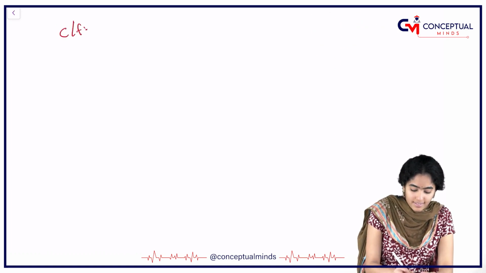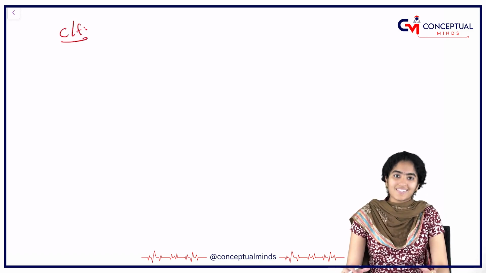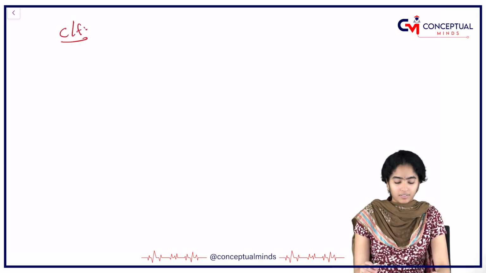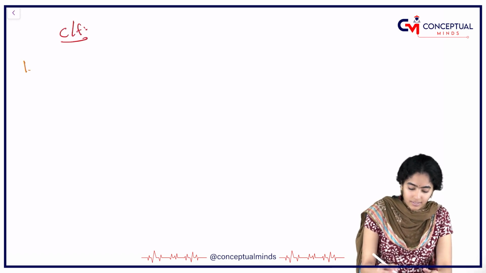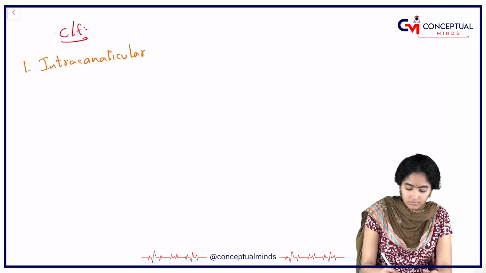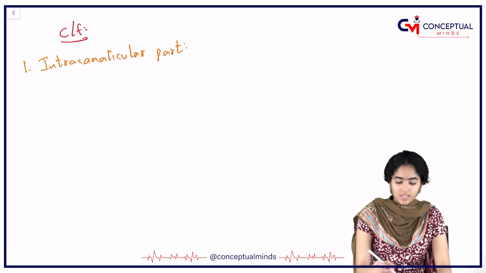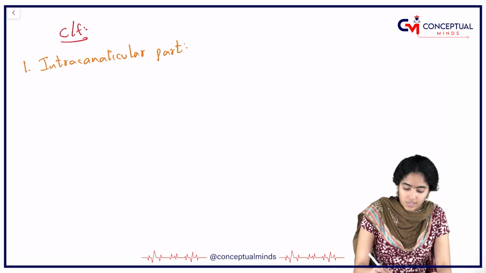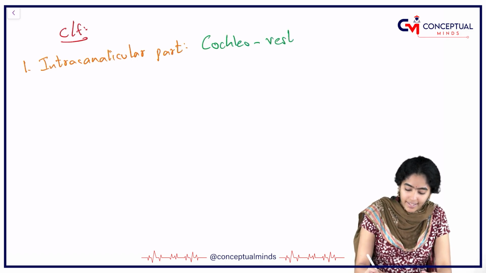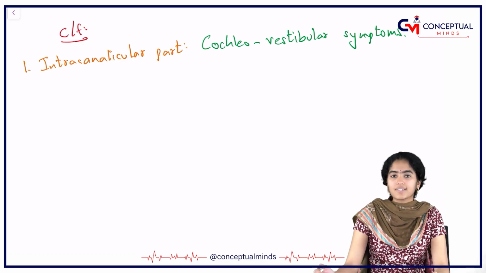Now let us move on to the actual clinical features. The clinical features depend upon the stage of the tumor and the size of the tumor, where it is present. If the tumor is present in the intracanalicular part, then the patient experiences cochleovestibular symptoms. It is mainly the 8th nerve that is affected here, and symptoms pertaining to that are seen.